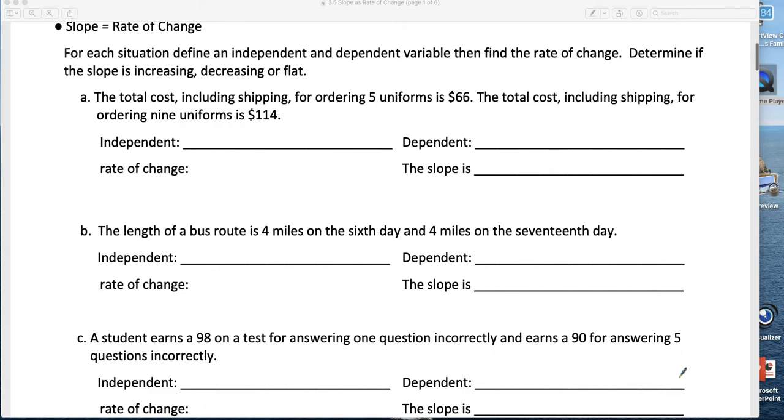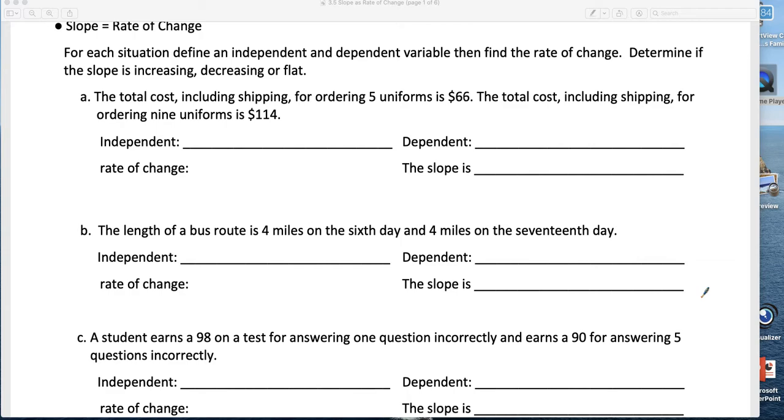All right, so this first part of the practice is going to be just like this, and then the set of examples I do next will be just like the rest of the practice. For each situation, define an independent and a dependent variable, then find the rate of change, determine if the slope is increasing, decreasing, or flat.